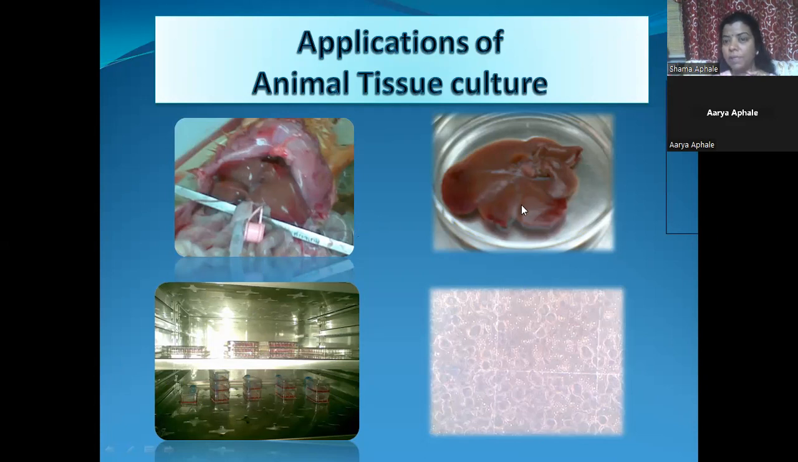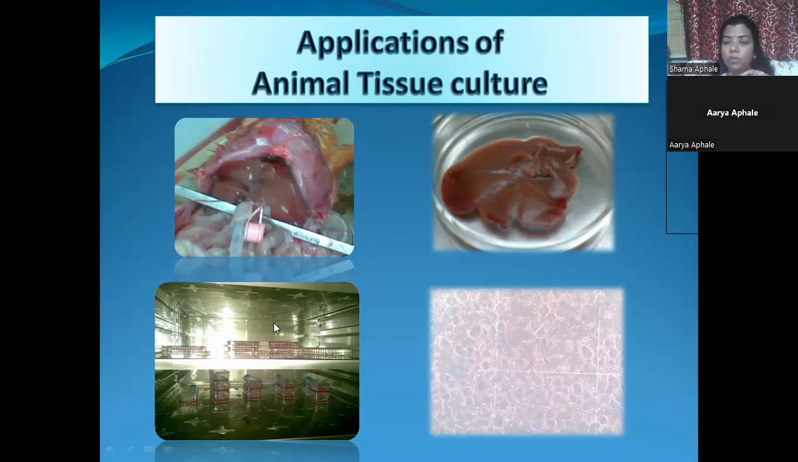liver has been isolated and grown into a number of tissue culture flasks and a number of tissue culture plates. So a single liver that has been isolated from the rat has been used for multiple drug concentrations to be tested at a time.